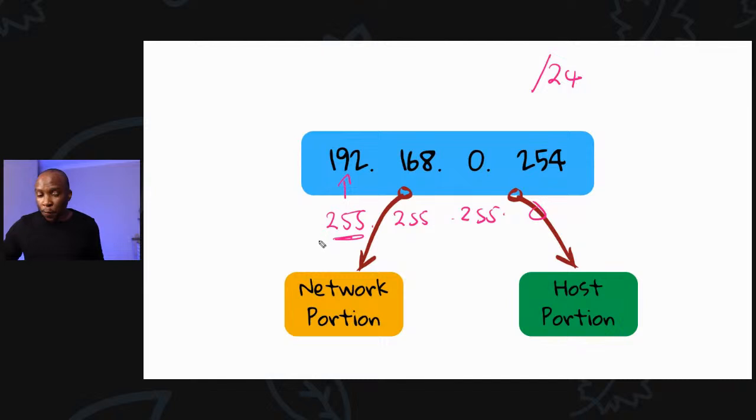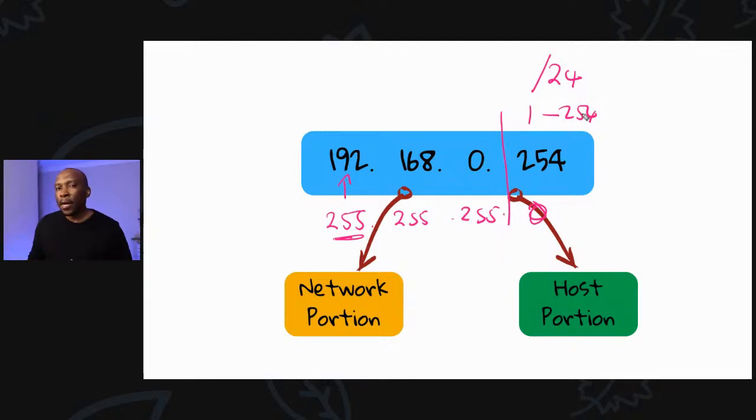So if I have 255, 255, 255, what I'm saying is anything that matches on the first 3 values, 192.168.0, is then going to belong to the same network. Whenever you see a 0, I'm simply saying I don't care. That number could be anything from 1 to 254. It does not matter, but the first 3 values must be identical.